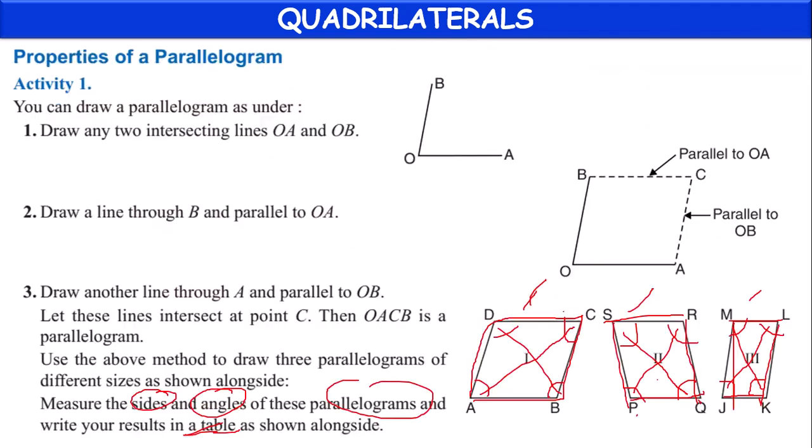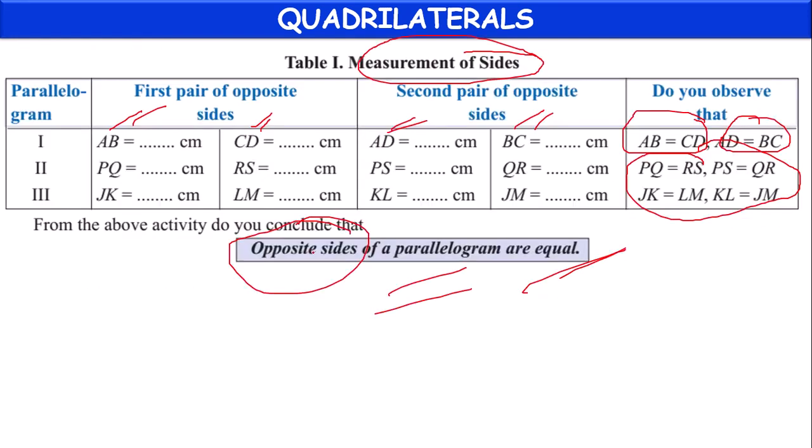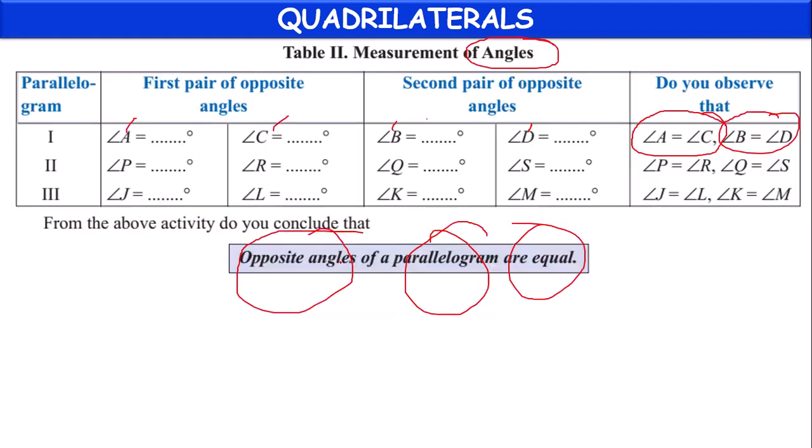So from this first activity, what have we concluded? With the help of this table, opposite sides of a parallelogram are equal, and opposite angles of a parallelogram are equal. Which means opposite sides and opposite angles of a parallelogram are always equal. It may be any kind of parallelogram. That is confirmed.